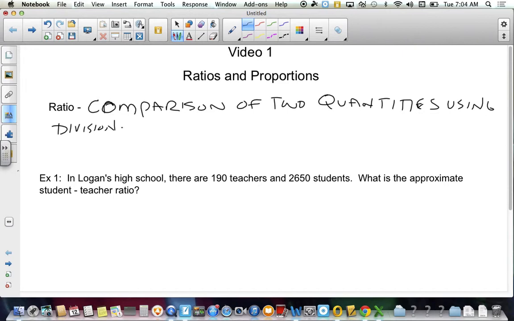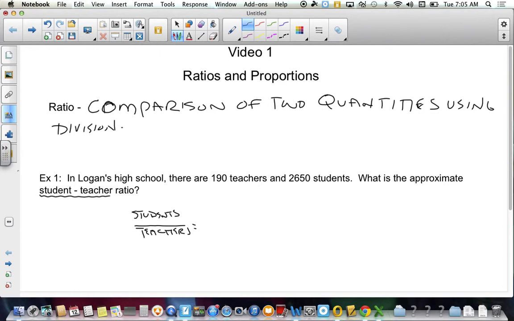Example one here, we've got: in Logan's High School, there are 190 teachers and 2,650 students. What is the approximate student-teacher ratio? So we want to compare these two numbers using division. If you look at the question, it'll tell you how it wants the division set up. You always want to keep it in the same order as it asks you for. So if it wants a ratio comparing students to teachers, we're going to put the students on the top, teachers on the bottom.